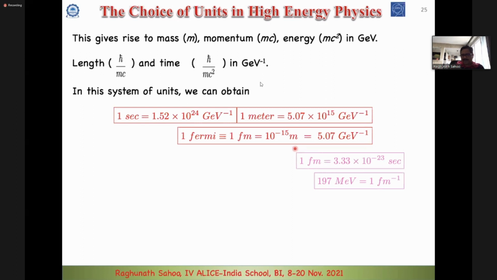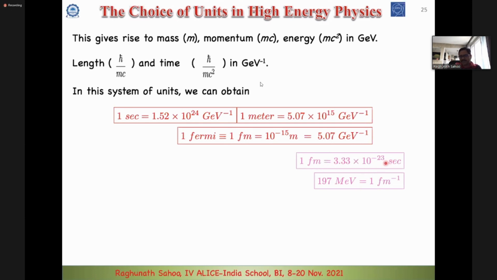And for a counter check, as you can see, 197 MeV for me is equal to 1. Okay, so this is something you can actually remember. So 197 MeV for me is equal to 1. This I urge you that you should remember. This will help you in counter checking things. 197 can be approximated to 200. There is no problem. Okay, and one more thing is 1 Fermi is equal to 3.33 into 10 to the power minus 23 second.